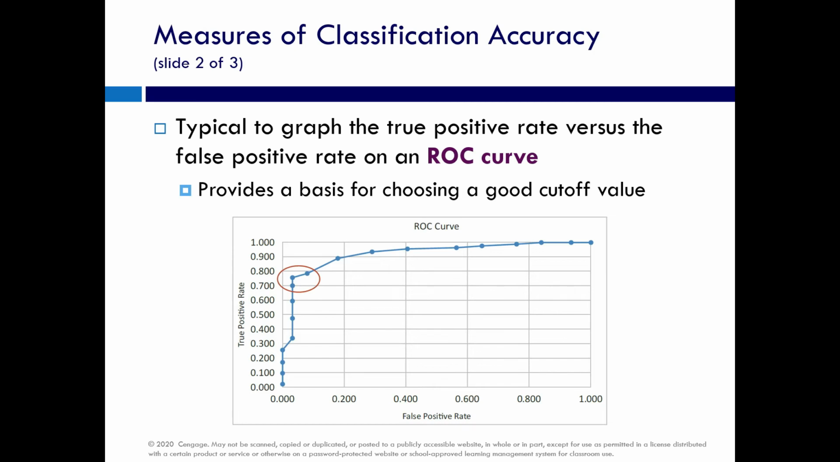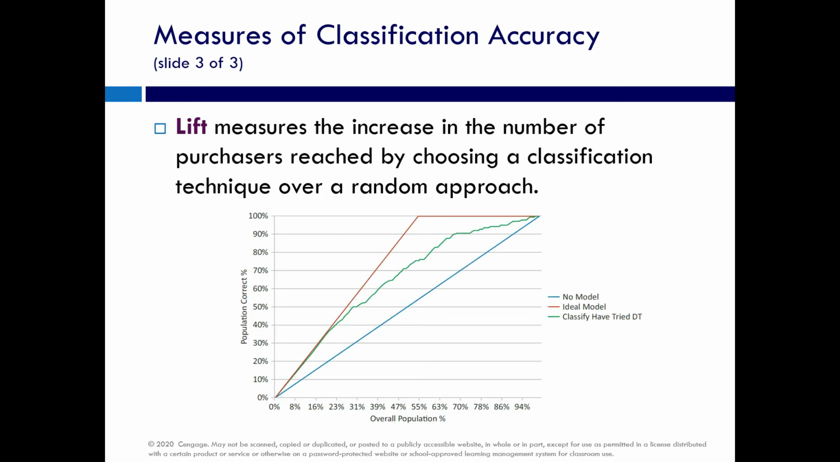Measures of classification. Typically a graph of the true positive rate versus the false positive rate. Lift, a measure that shows the increase in the number of purchasers reached by choosing a classification technique over a random approach.